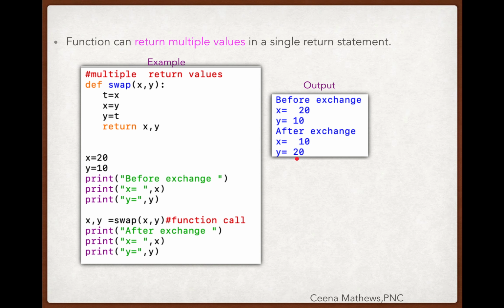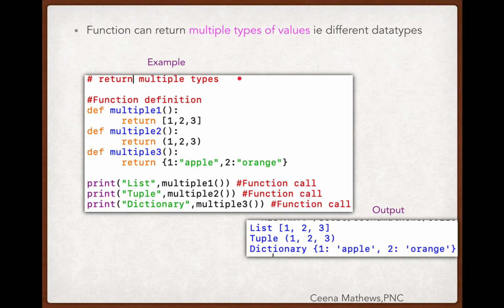Next, a function can be used to return multiple types of values. That is, you can return multiple data types. The return statement doesn't always return a single data type. It can be used to return different data types. You can use list, tuple, dictionary, string, boolean, numbers, etc.